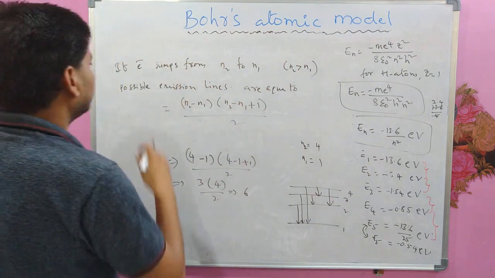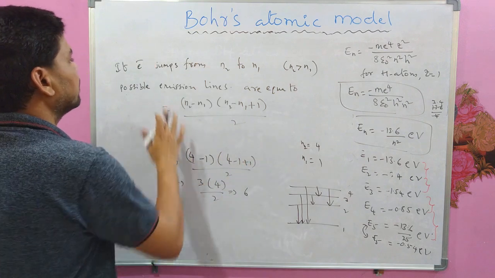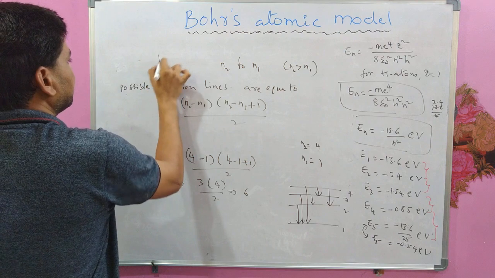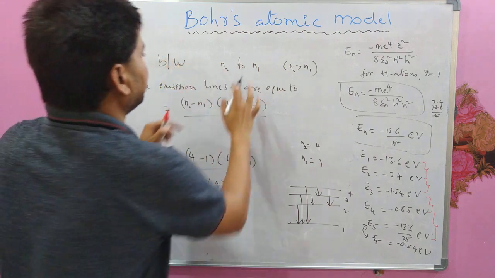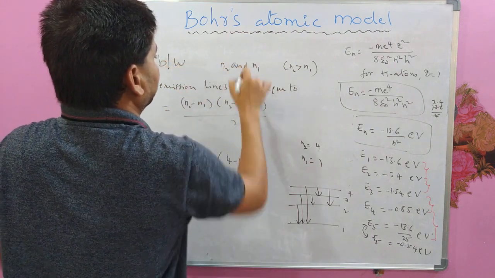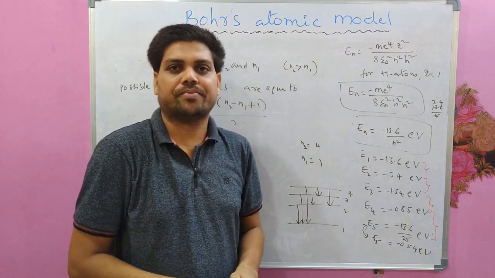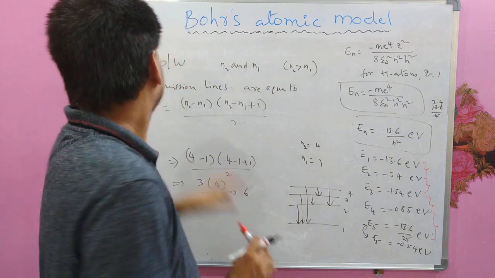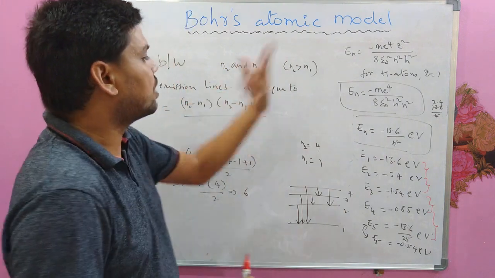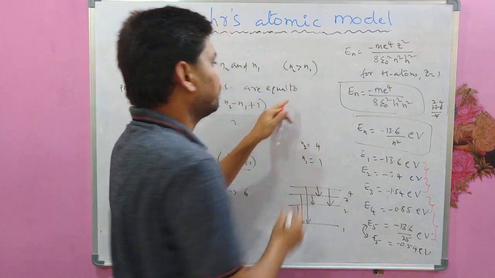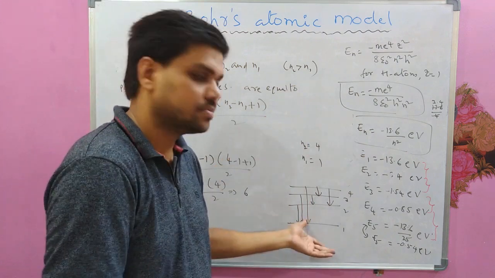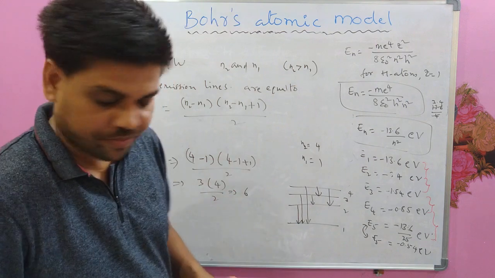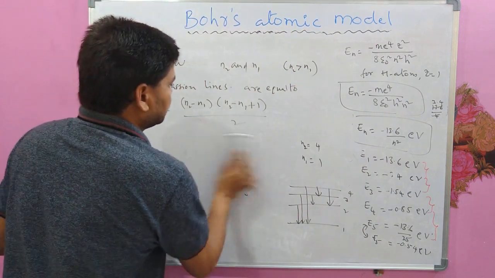I can say, if not electron jumps from N2 to N1, if electron between N2 and N1, if N2 is greater than N1, the possible emission lines are equal to this. The possible emission lines are equal to this. This is very, very important.